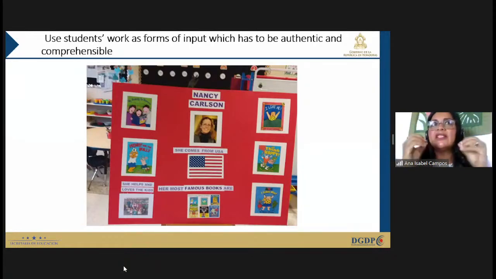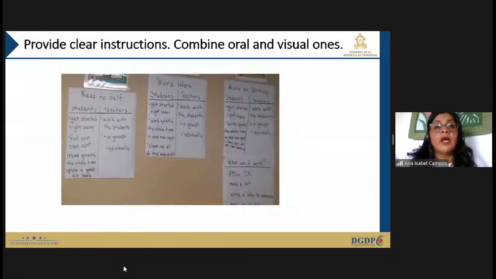Remember that language is not just speaking. Reading can also become oral language, and it has to be authentic and comprehensible, right? And those things are authentic. This, for example, this type of poster. Also, it's important to provide clarity. So I think charts, very simple charts where we tell the students what is going to happen, what they are going to learn, the instructions.